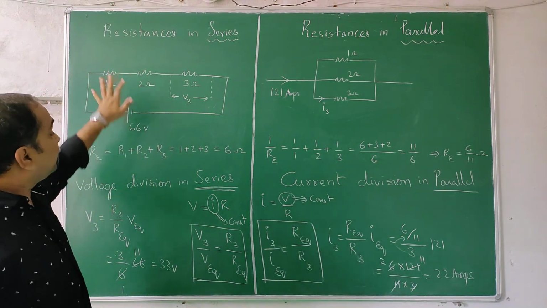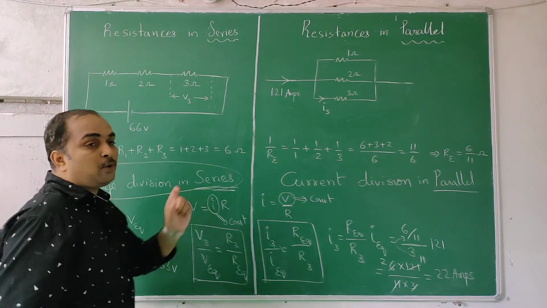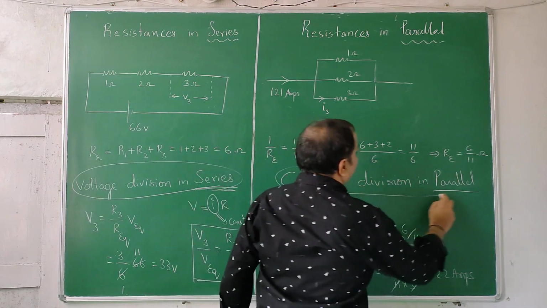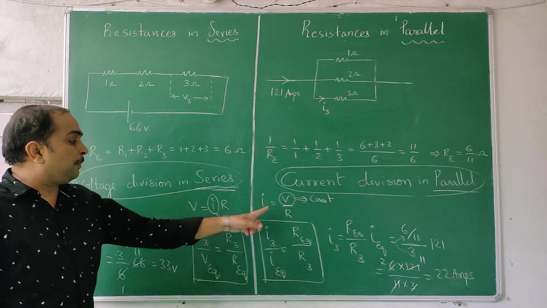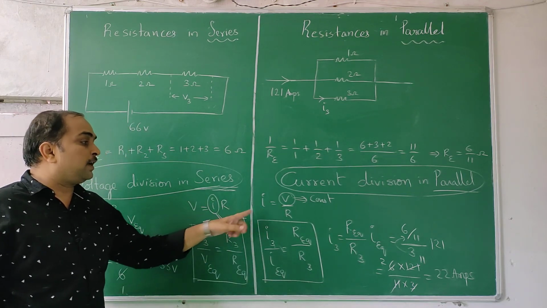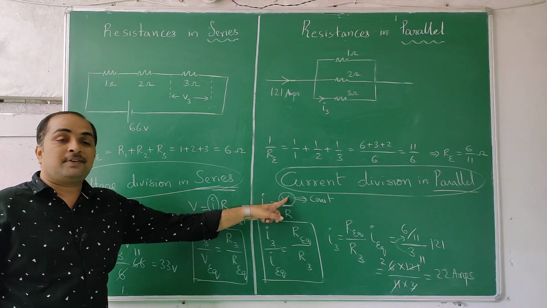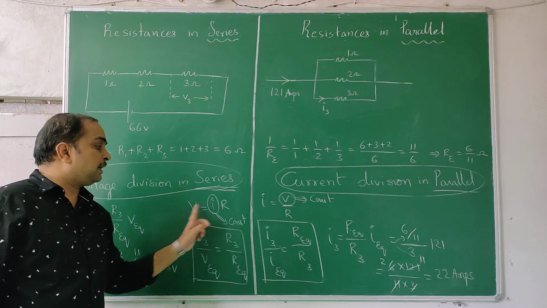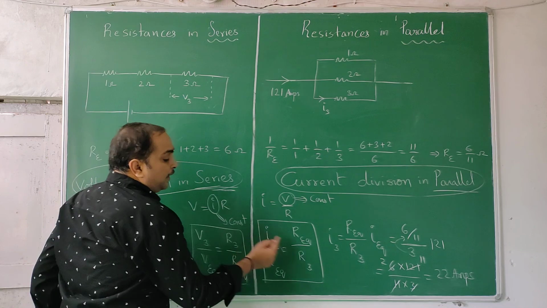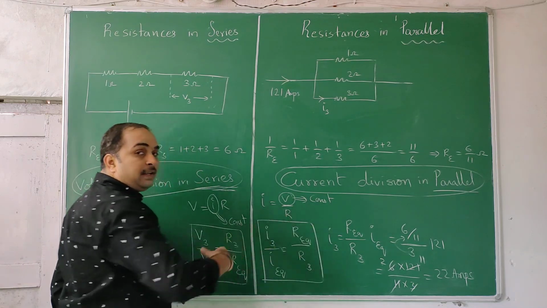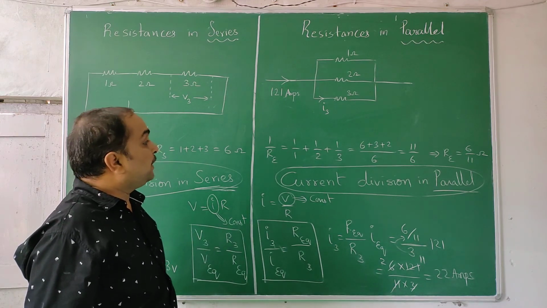So what have we learned? Voltage division in series, that means any specific voltage you can find out. Current division in parallel, any specific current we can find out. For that, you remember this trick. V is equal to IR, which is already known. I is equal to V by R. In series, current is constant. In parallel, potential difference is constant. These are inversely related, these are directly related. When they are directly related, you write V3, R3, V equivalent, R equivalent. When they are inversely related, I3 here, R3 here, I equivalent here, R equivalent here. Just write the values, simplify, get the answer. This is a simple trick.